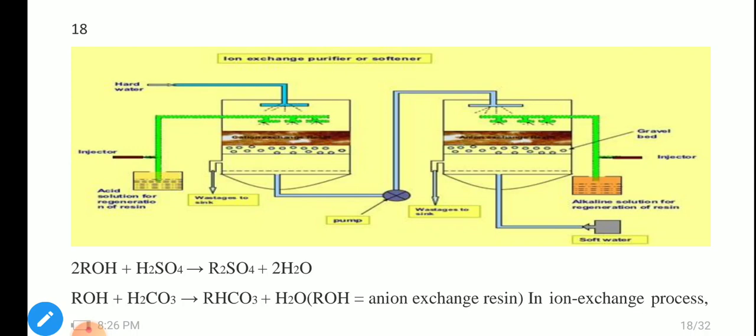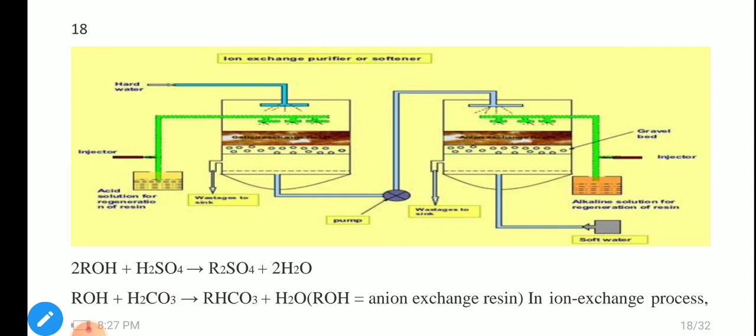So the water coming through cation exchange resin is rich with H plus ions, which is slightly acidic. Then that water enters into the anion exchange resin. There the anionic impurities are exchanged and OH minus is released into the water. So in the third step, or in the degasifier, H plus and OH minus combine together and form real water or aqua.